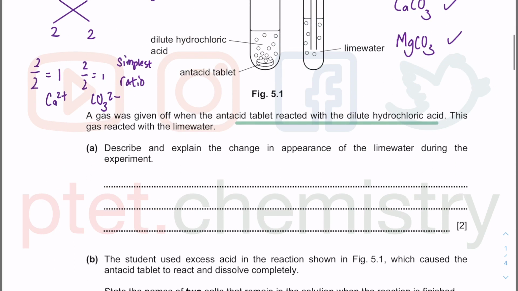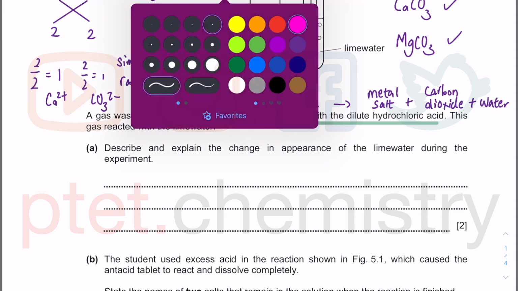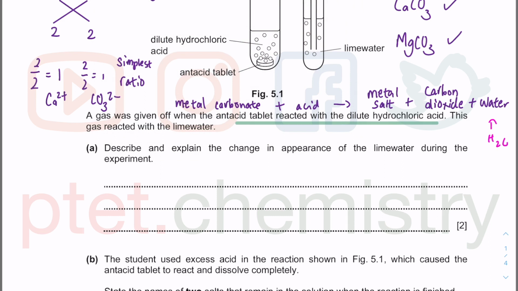So when you get metal carbonate plus acid, this is part of the acid, base and salt topic. Metal carbonate plus acid will give you the salt, so you get the metal salt. You started from the carbonate, so you're going to get carbon dioxide gas, as well as water. The formula for water is H2O. The formula for carbon dioxide is CO2.